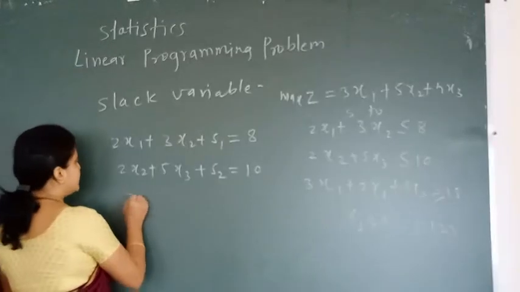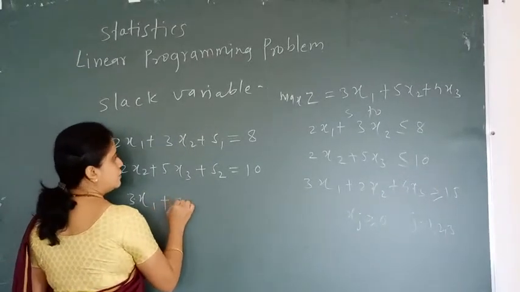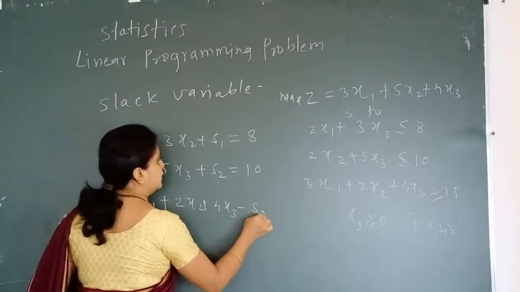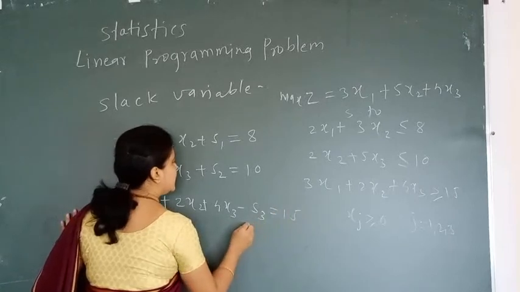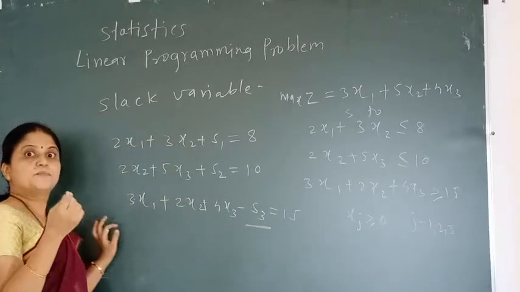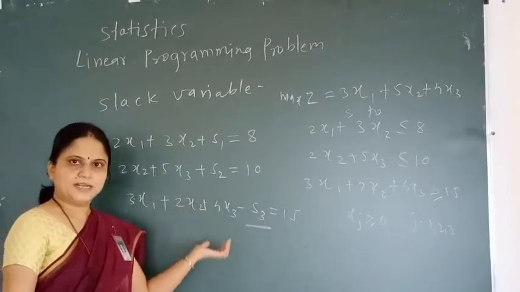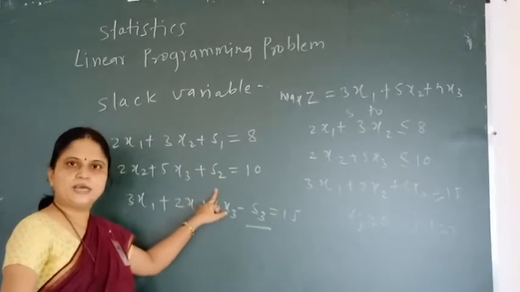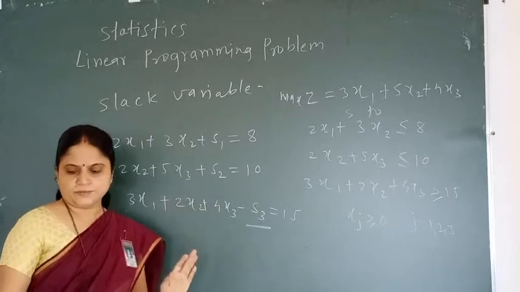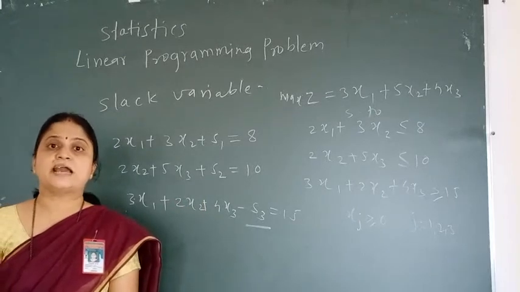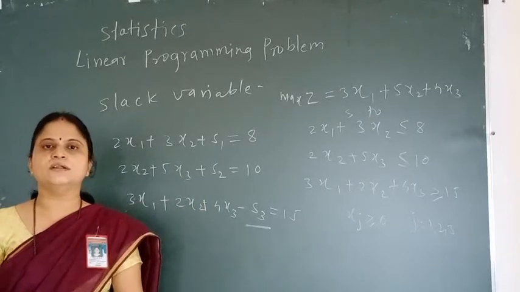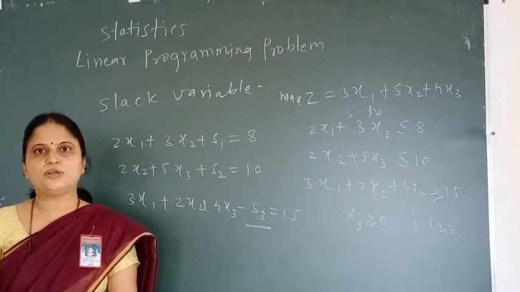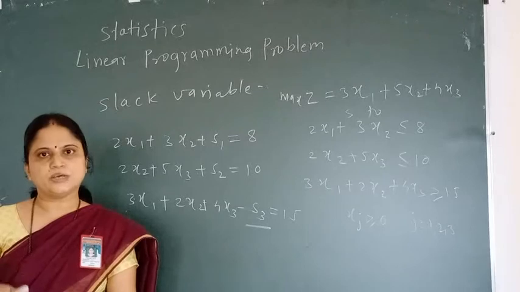So our third equation becomes now 3x1 plus 2x2 plus 4x3 minus s3 is equal to 15. Over here s3 is nothing but my surplus variable. Okay, not minus s3, only s3 is my surplus variable, and s1 and s2 are my slack variables. So this is nothing but surplus and slack variables. That is how we can convert our less than or equal to or greater than or equal to equation to equality type.